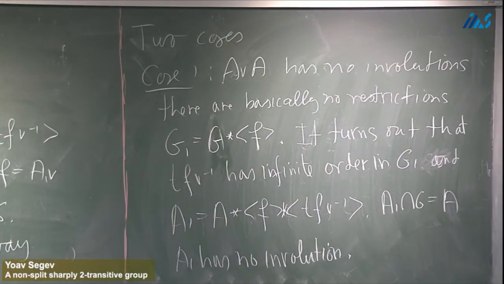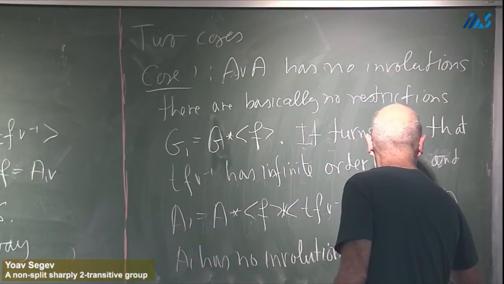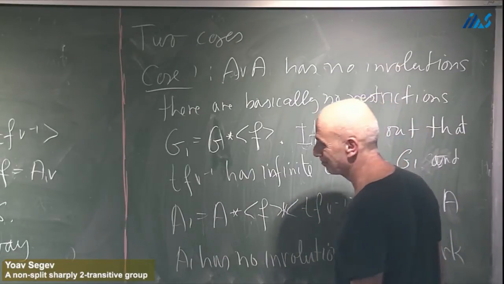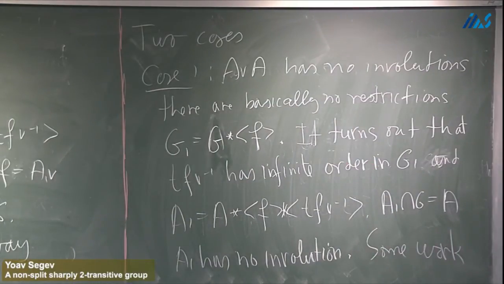Involutions, and what else did we want from A1? We want it to be malnormal. Here you have to work. One has to work, some work. I said this is joint with the Rips, so it's doable. Okay, so I'm erasing here, and so some work is required to show that A1 is malnormal in G1, and we're done.